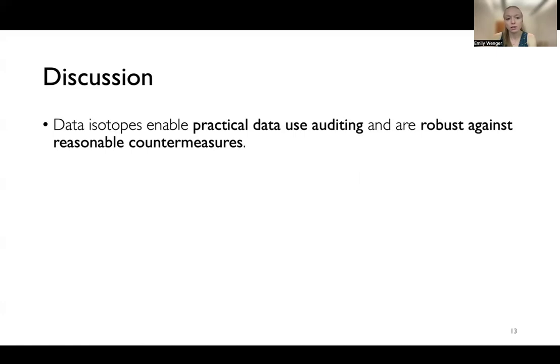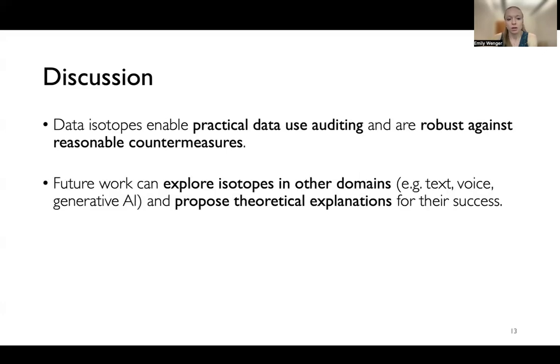So finally, we have proposed a data isotopes mechanism to enable practical data use auditing, and we find it is robust against reasonable countermeasures. Future work can and should explore the applicability of isotopes in other domains like voice and text and generative AI models, and could explore theoretical explanations for their success. We believe isotopes are a tool that can help supplement the existing dearth of legislative options for ensuring data transparency, and we look forward to seeing future extensions of this work.